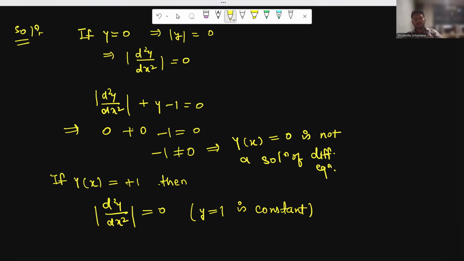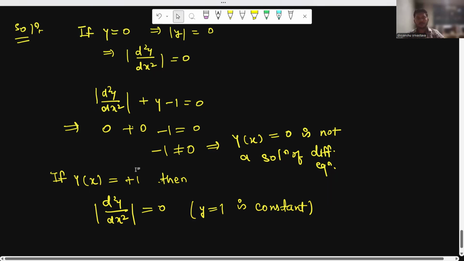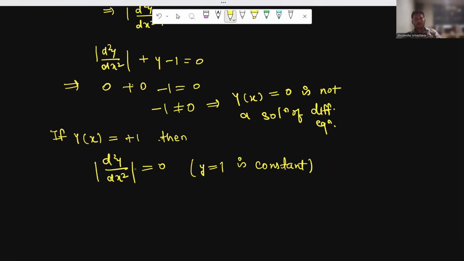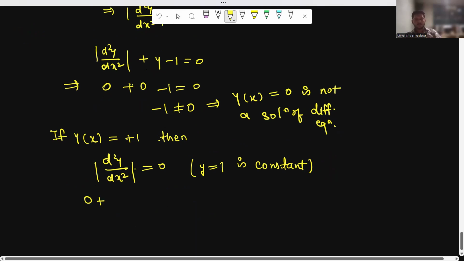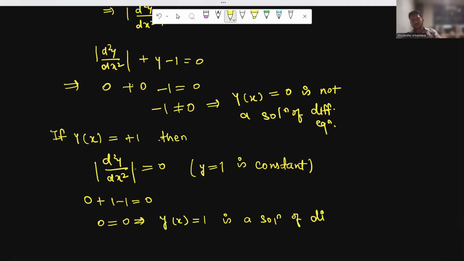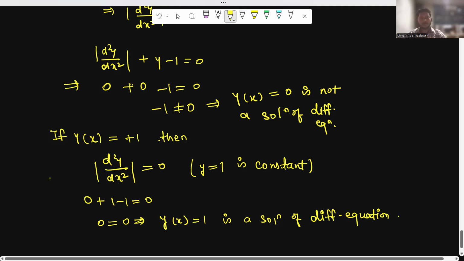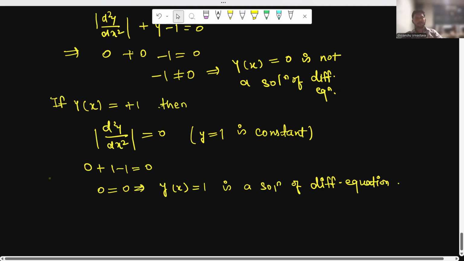Okay, so these are the kind of y is equal to 1 is constant, and maybe 0 plus 1 minus 1 which is equal to 0. So 0 is equal to 0 and therefore it implies y(x) is equal to 1 is a solution of the differential equation.